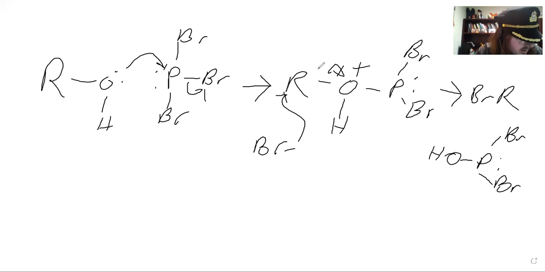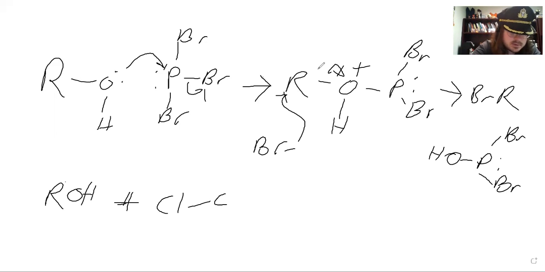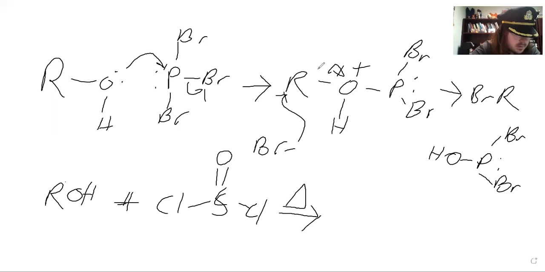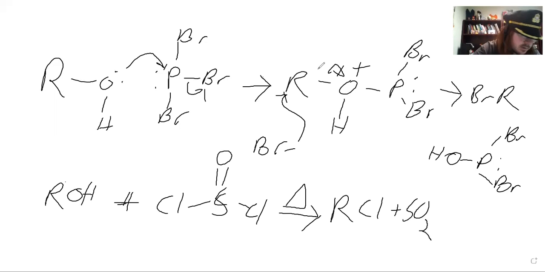Another way to do this is with thionyl chloride. Thionyl chloride is going to replace the alcohol with chloride. So ROH plus thionyl chloride. Thio means sulfur. We add heat, and we're going to form RCl. SO2 is a byproduct. It's going to leave as a gas, with HCl as a byproduct.